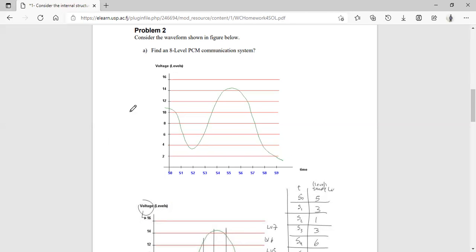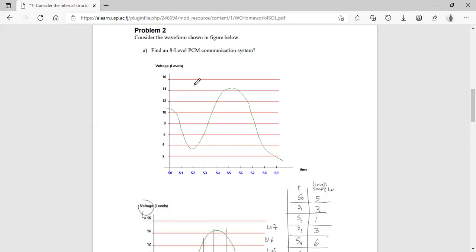Likewise, this 8-level PCM is somewhat similar to our ADC that you have come across in your previous courses. It says an 8-level PCM communication system, which means that we have 8 levels: the first level, second level, third, fourth, fifth, sixth, seventh, and eighth level.